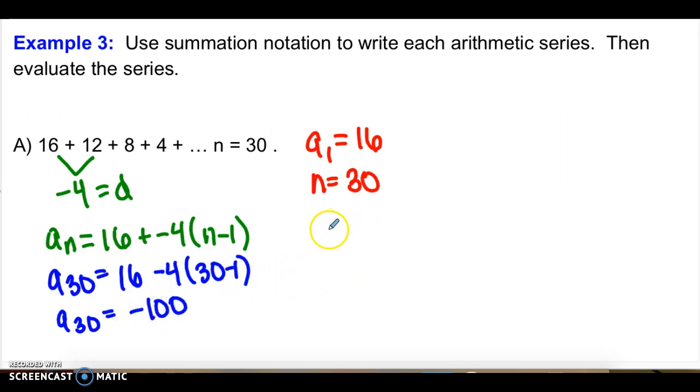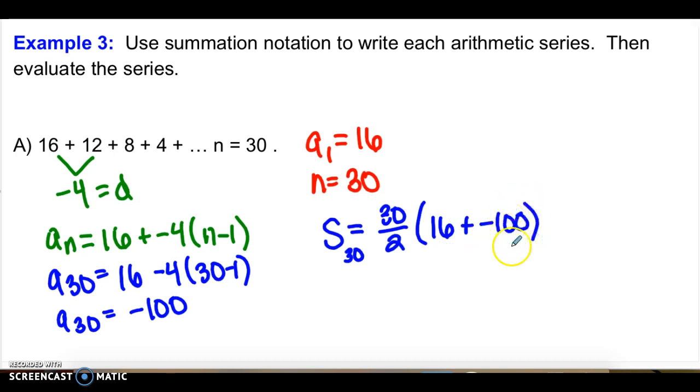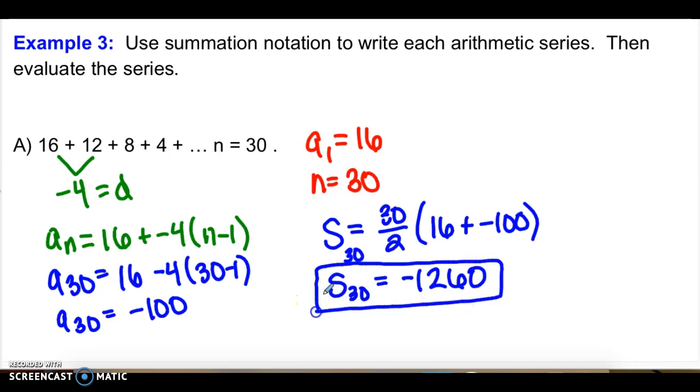And then we plug that into the formula for the sum of the 30 terms. We know we have 30 terms divided by 2 times the first term plus the last term. And we get a sum of 15 times negative 84, which is negative 1,260.